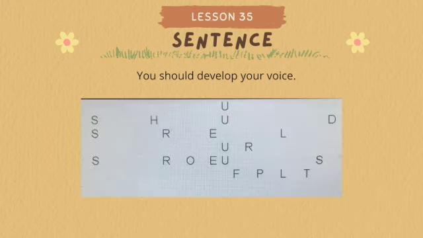There you have it. So you should develop, you are using here a brief, right? Then your voice. So remember that initial V is represented by initials S and R. Okay. So that's it for lesson 35, and we are done with lessons 31 to 35.